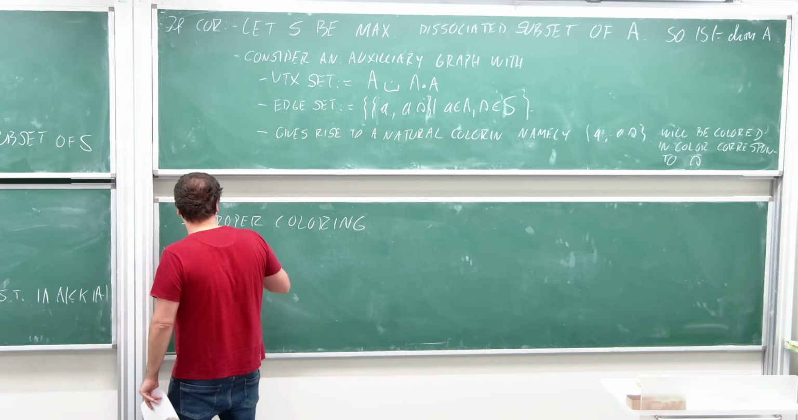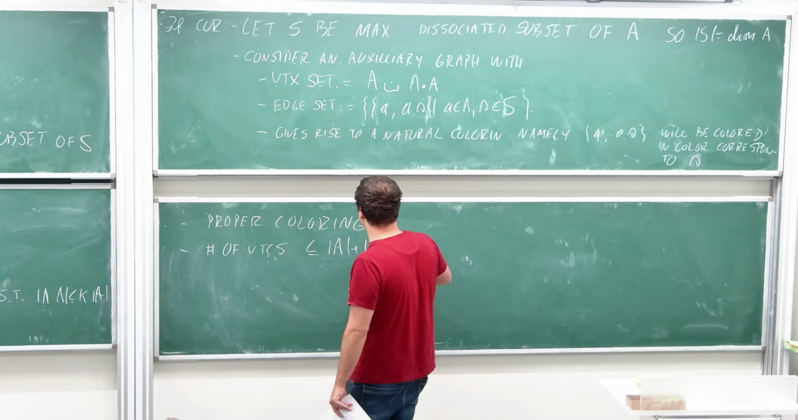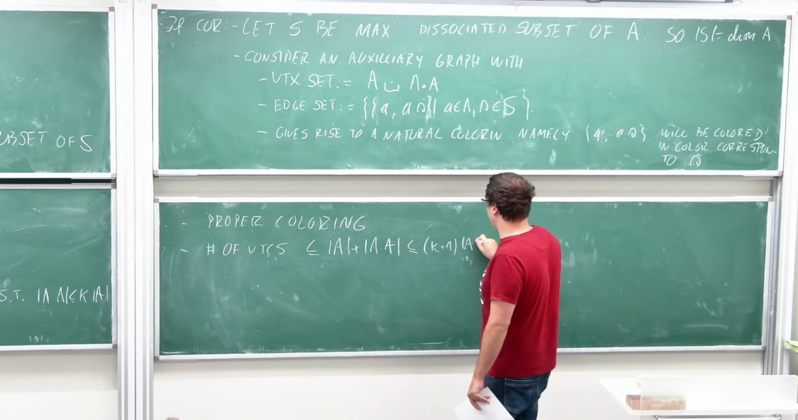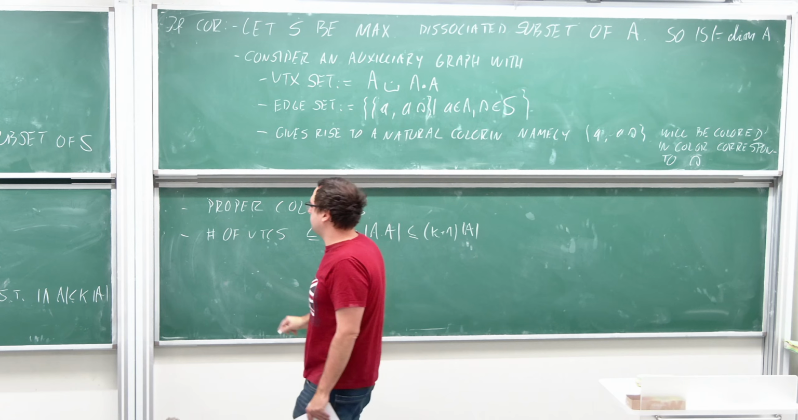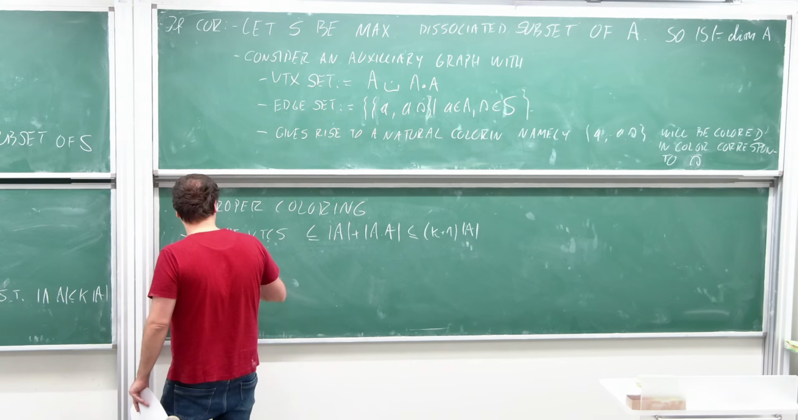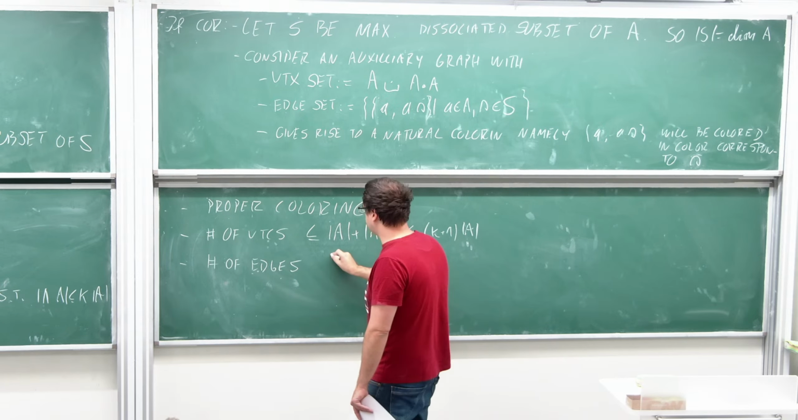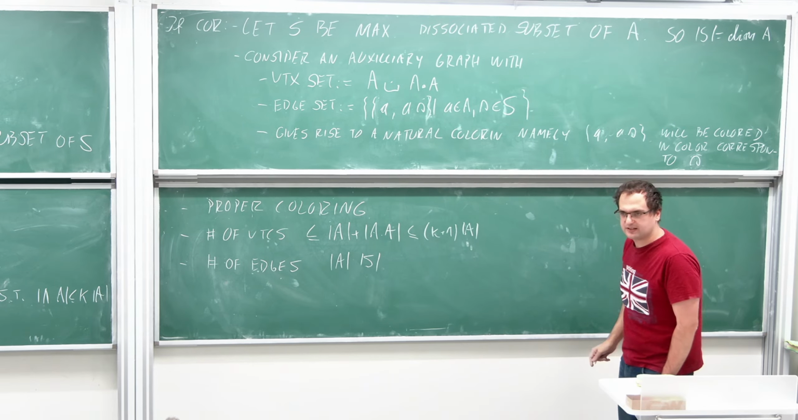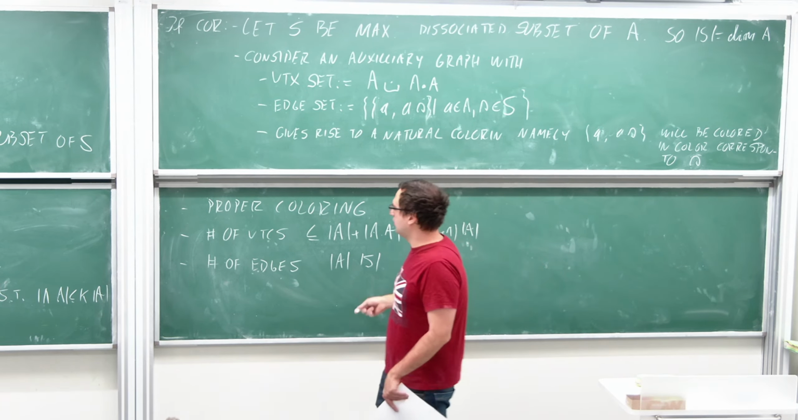So the number of vertices is at most the size of A plus the size of A times A, which we are assuming is at most K plus 1 times the size of A. Right, so roughly size of A many vertices. So, yeah. And what's the number of edges? Well, it's just the size of A times the size of S, because you can choose a and then you can choose any element of S.